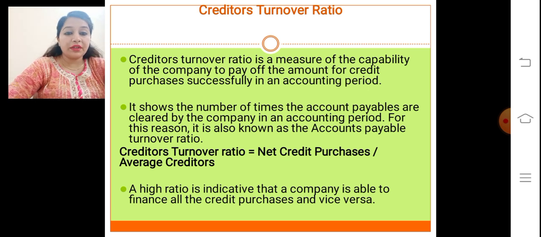Next, creditor turnover ratio. Creditor turnover ratio is a measure of the capability of the company to pay off the amount of credit purchase successfully in the accounting period. It shows the number of times the accounts payable are cleared by the company in an accounting period. For this reason, it is also known as account payable turnover ratio. Creditor turnover ratio is equal to net credit purchase upon average creditor. The higher ratio is indicative that the company is able to finance all the credit purchases and vice versa.